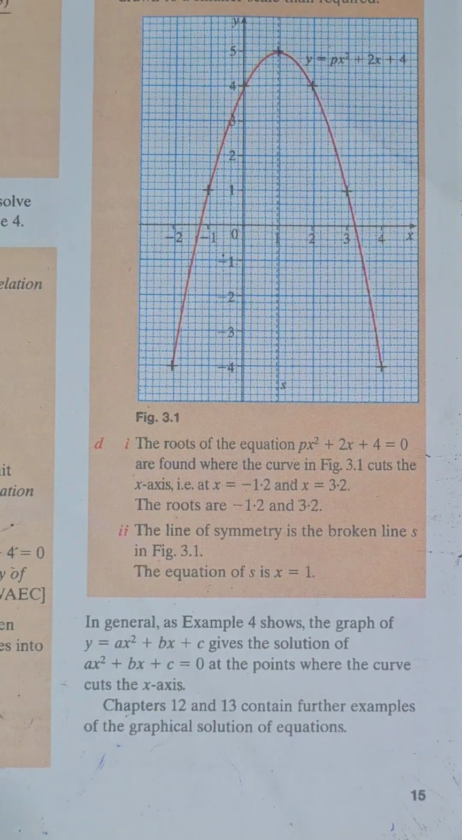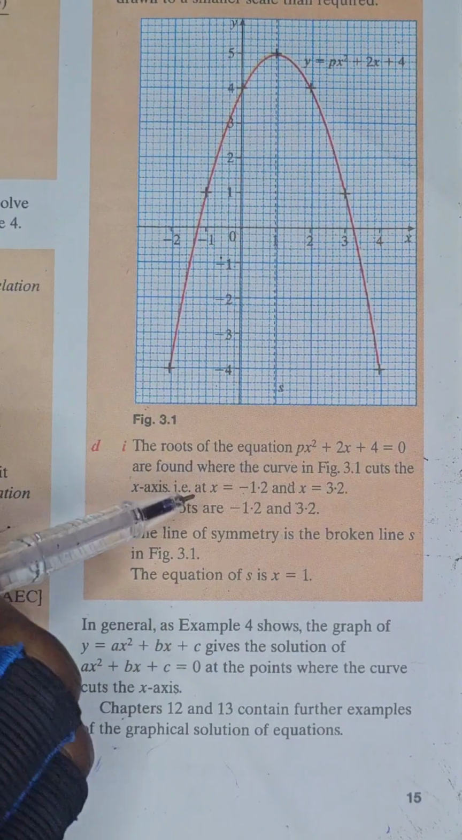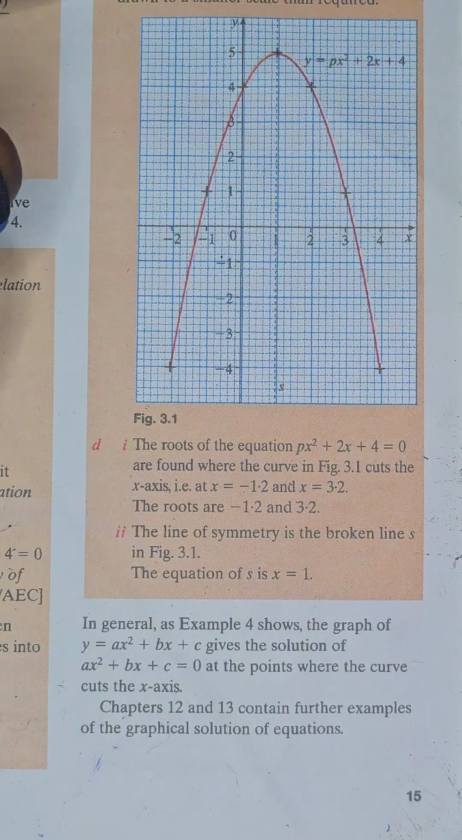Like the question says, use your graph to obtain the roots of the equation. So the roots mean the points where the equation is 0. These are the two values we get. Let's confirm it against what they got. This is C.